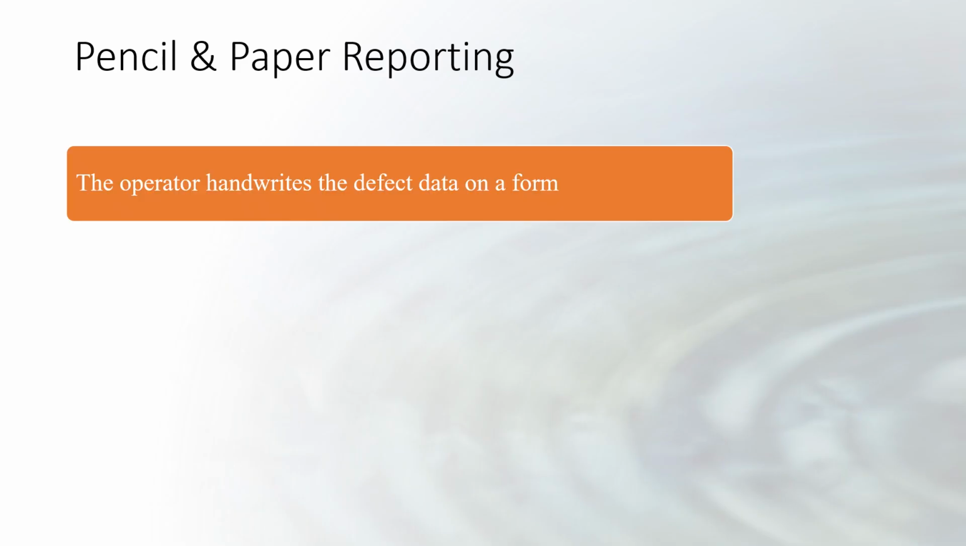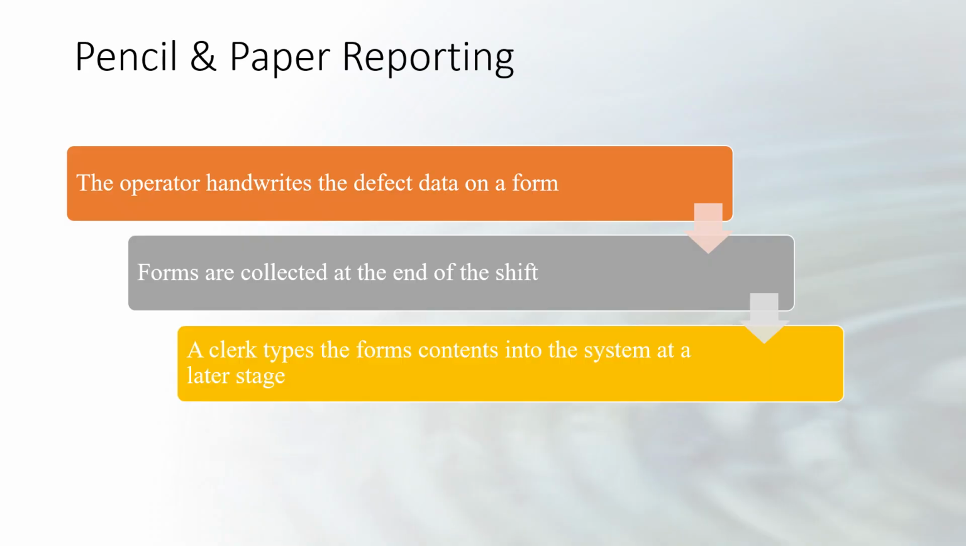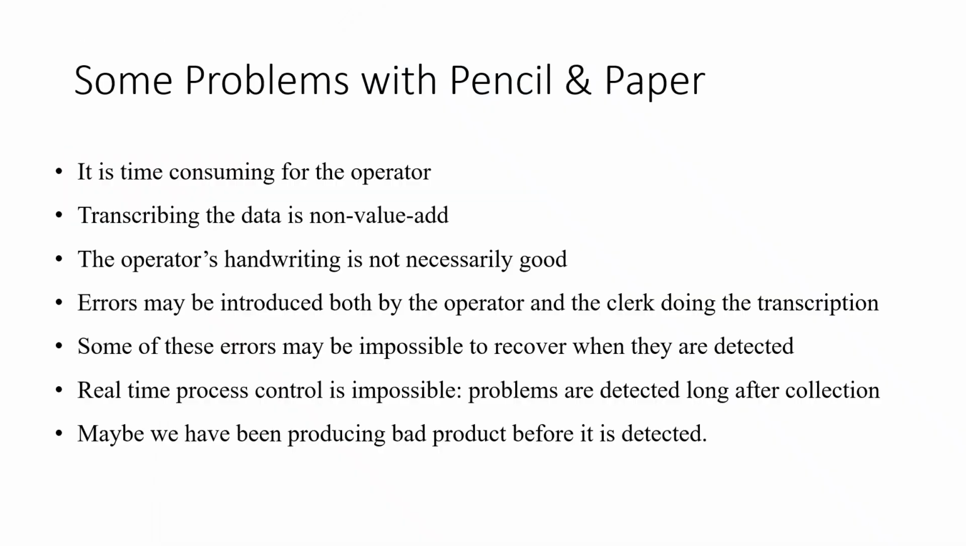This is a typical pencil and paper data collection process. The operator hand writes the defect data on a form. Forms are collected at the end of the shift. A clerk types the form's contents into the system at a later stage. The engineer analyzes the results and takes corrective actions only after the data is entered.